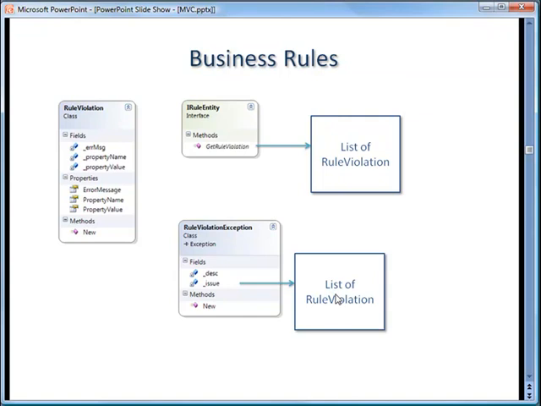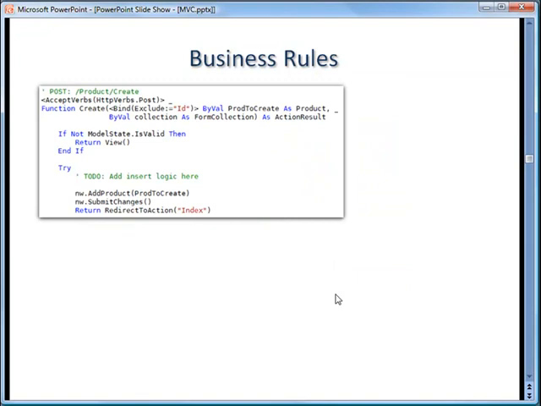Now, let's move on here. Here is the create action that's inside the product controller. This is like the create action you saw in the prior tutorial. This is the one that responds to the post. So after the user has filled out the new data and clicks the submit button, this is the action method that is executed. You can remember we had a binding to the product to create, and we excluded the ID field from that binding.